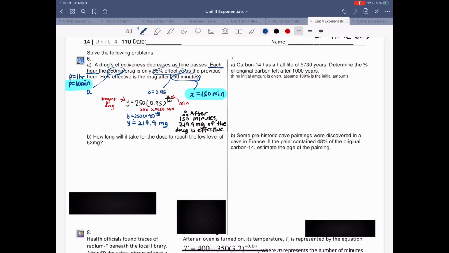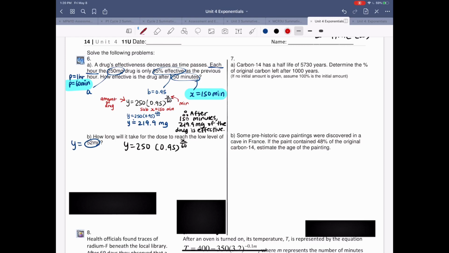Question 6b asks, how long will it take for the dose to reach the low level of 52 milligrams? So at this point, I am going to rewrite the equation y equals 250 bracket 0.95 to the exponent of x over 60. They're telling you this value, 52 milligrams. That is the amount of drug, which means that is the y value they're giving you.